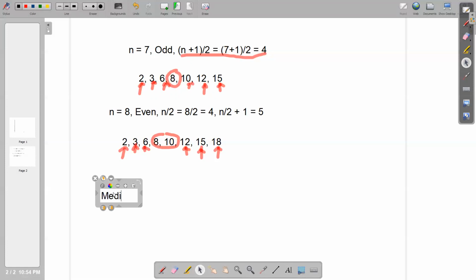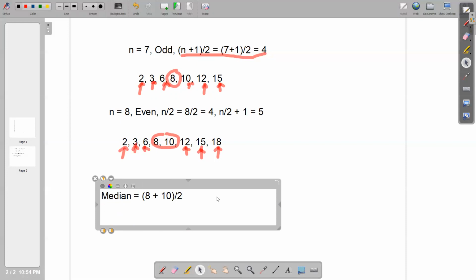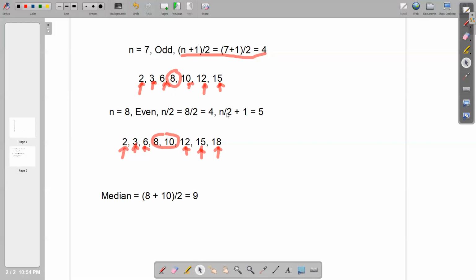So the median will equal 8 plus 10 divided by 2. We're taking the average of them, right? And that will equal 9, right? So the median is 9, and here the median is 8. So this is how we find the median. It's pretty straightforward. It depends on if n is odd or even. If n is odd, there will be 1 number in the middle, and that number itself is the median. If n is even, you have 2 numbers in the middle, take an average of the middle 2 numbers, that's your median, right?